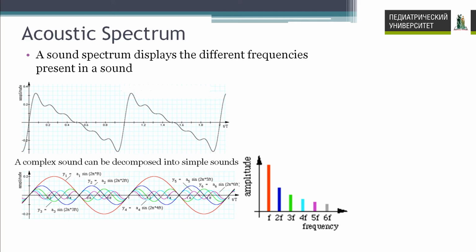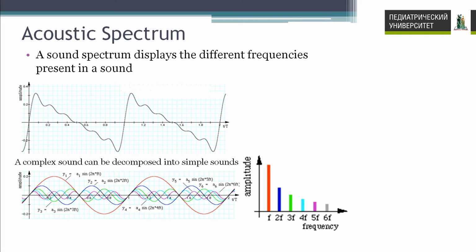The sound spectrum reflects the different frequencies present in the sound. The acoustic spectrum of a tone is the collection of its frequencies with an indication of their relative intensities or amplitudes. The lowest frequency in the spectrum, f, corresponds to the fundamental tone, and the rest of the frequencies are called overtones or harmonics.